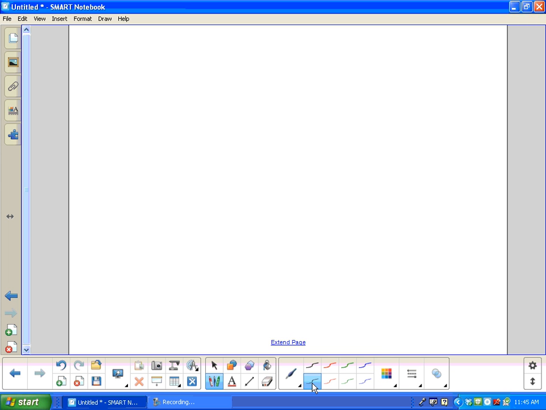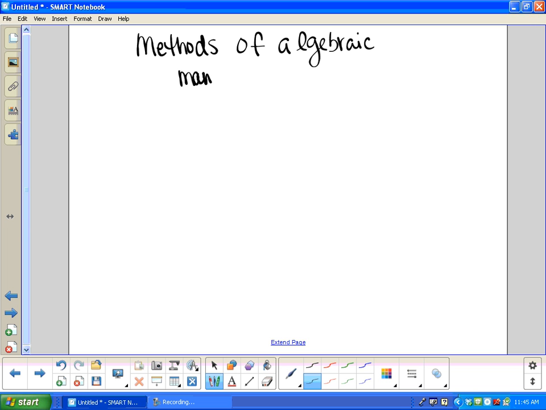All right, so methods of algebraic manipulation. The first one I would call factoring out the constant term.